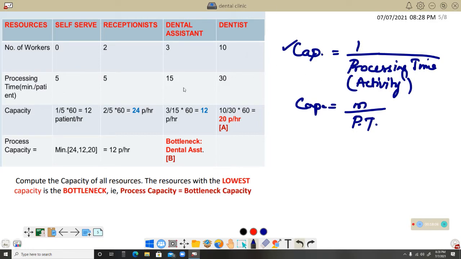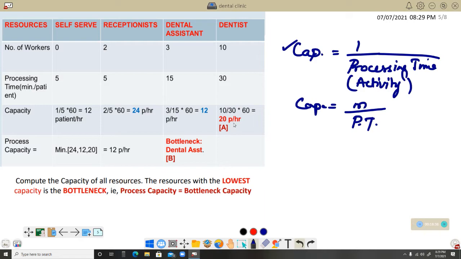Capacity is 1 by processing time, 1 by 5. To convert into per hour basis, we need to multiply with 60. So 1 by 5 into 60, you will get 12 exactly. Since there are 2 workers in the reception, you have to take 2 by 5 into 60, you will get 24 patients per hour. And for dental assistant, in a similar way, 3 by 15 into 60, you will get 12 patients per hour. And 10 by 30 into 60, you will get 20 patients per hour.